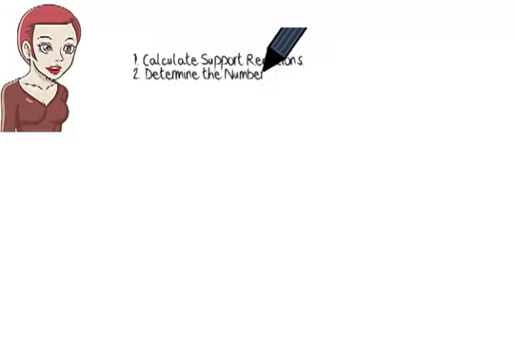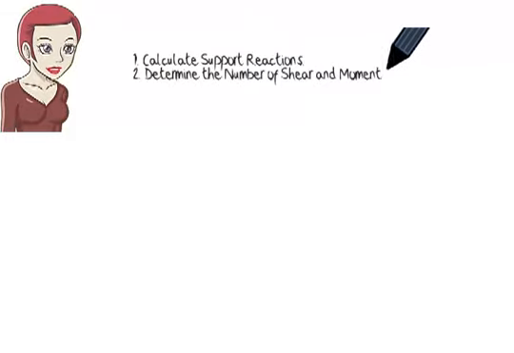So, let's summarize what we have so far. To write shear and moment equations, first we calculate the beam's support reactions. Second, we determine the segments that the beam needs to be divided into for the purpose of formulating shear and moment equations. Now let's talk about the third step.